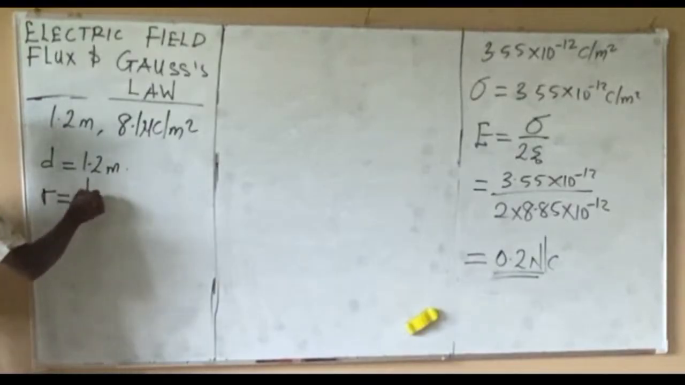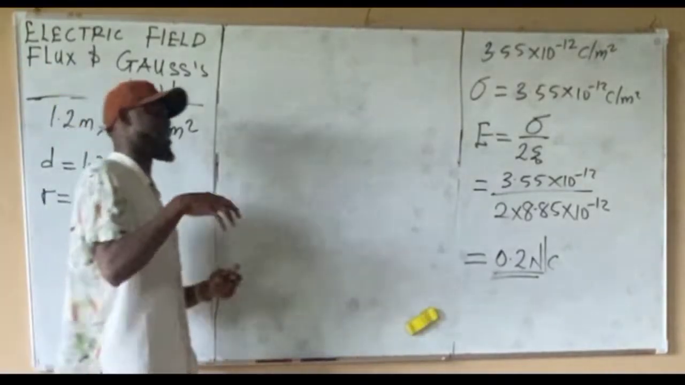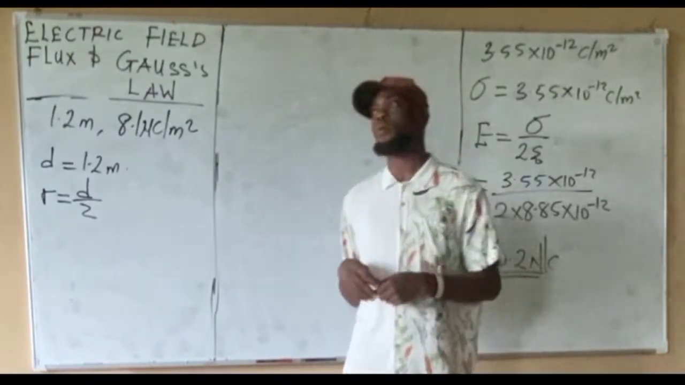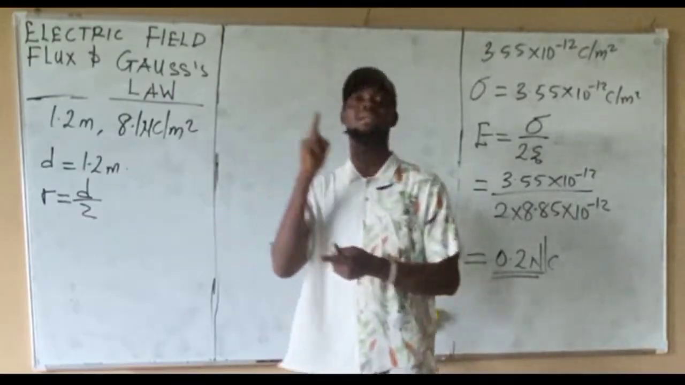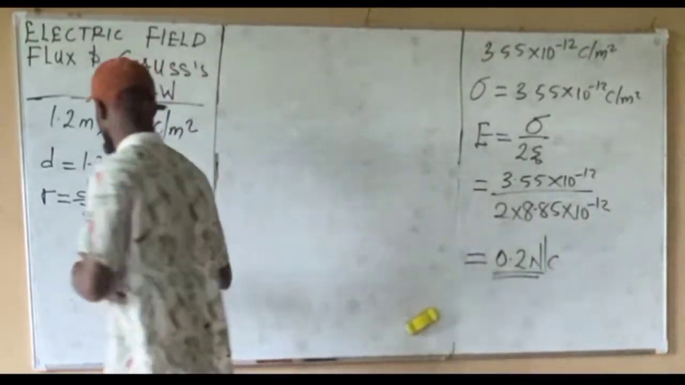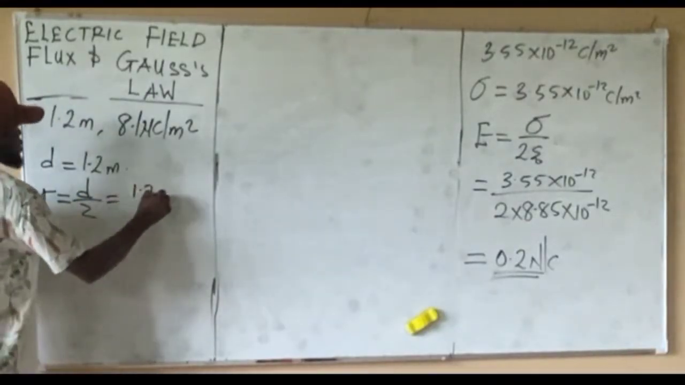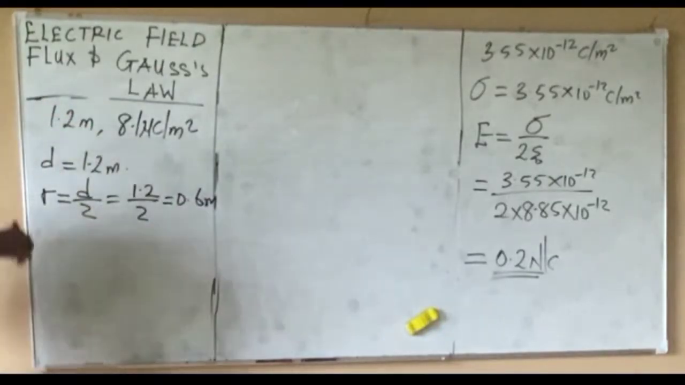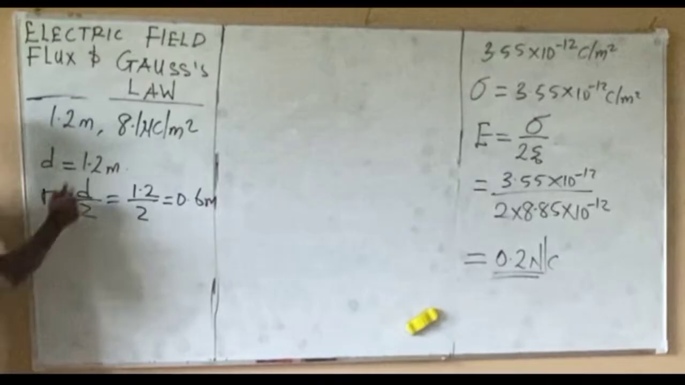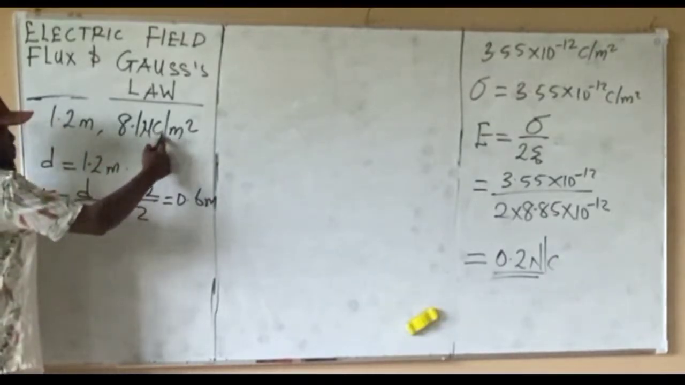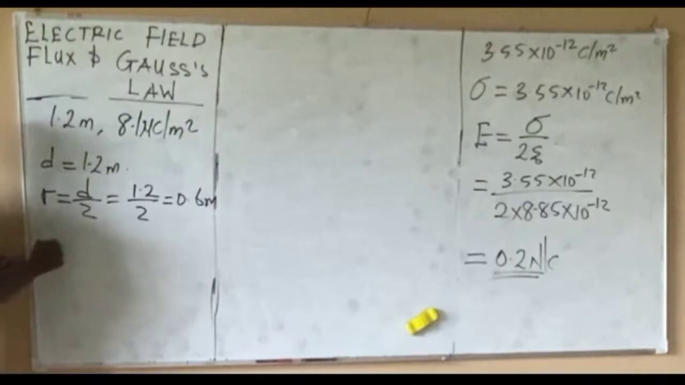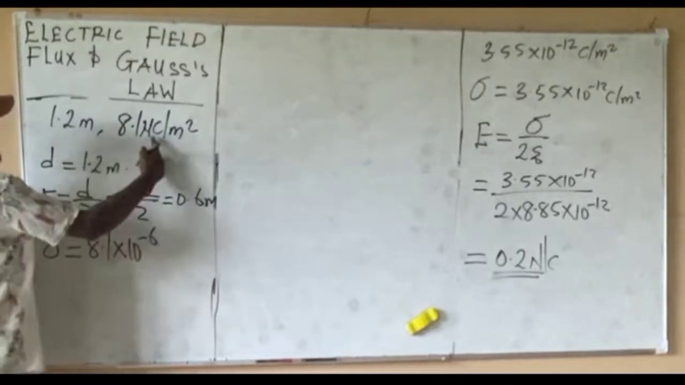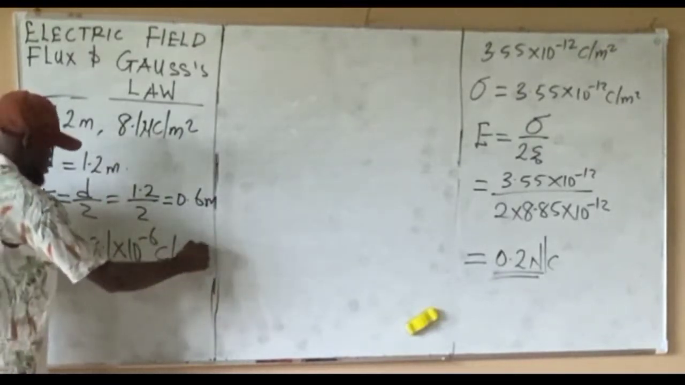Now the diameter is 1.2 meters, and radius is always diameter over 2. Diameter is the line that divides a circle into two equal parts, and the radius of that circle will be the diameter divided by 2. So this is going to give us 1.2 over 2, which is 0.6 meters. That is the radius. Now there's a quantity here given which is in coulomb per meter square. I told you the quantity in coulomb per meter square is called area charge density. So that's 8.1 times 10 to the power minus 6, since micro means 10 to the power minus 6, coulomb per meter square.